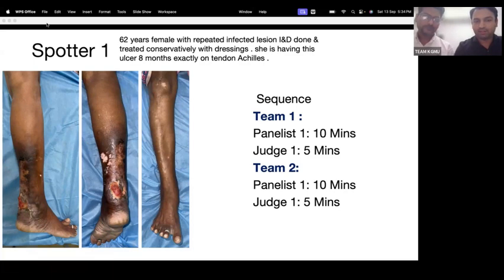But the defect is in the tendo Achilles and you're raising the flap from the calf area. 90 degrees will take it nowhere, either 3 o'clock or 9 o'clock, isn't it? This is at 6 o'clock. I will transpose it. No, dear. Transposition theory is something else. Team B, method of transferring the flap.